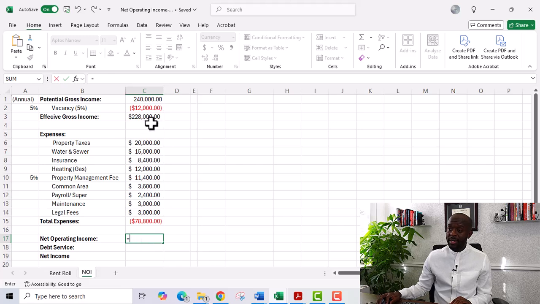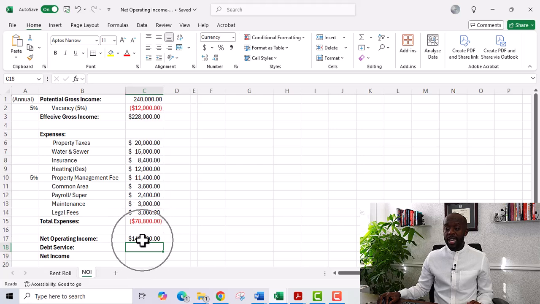Now, in order for us to arrive at the net operating income, we're going to take our effective gross income, and then subtract the total expenses. And you'll notice that we now have an NOI of $149,000. That's essentially how you're going to calculate the NOI.